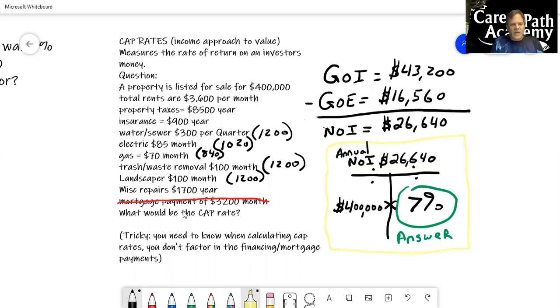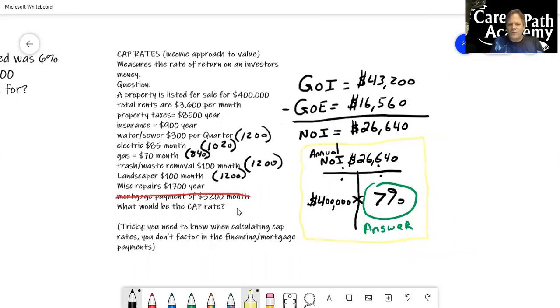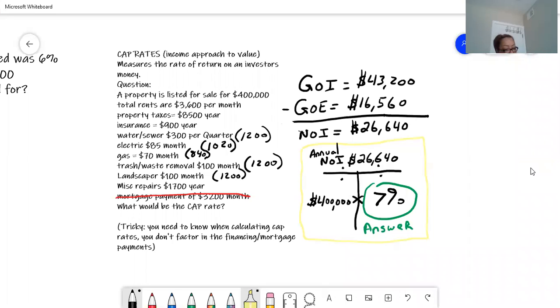You got to remember, you don't factor in the financing when figuring out cap rates. Was calculating this cap rate difficult? No, it makes you work a little bit more, but no, not really. Why don't you calculate the monthly mortgage payment? Because the financing amount will be different for each person.